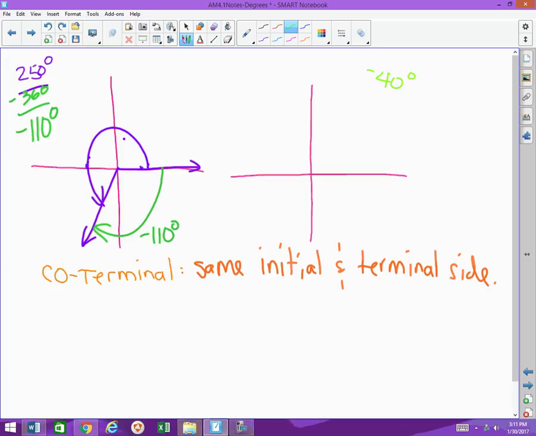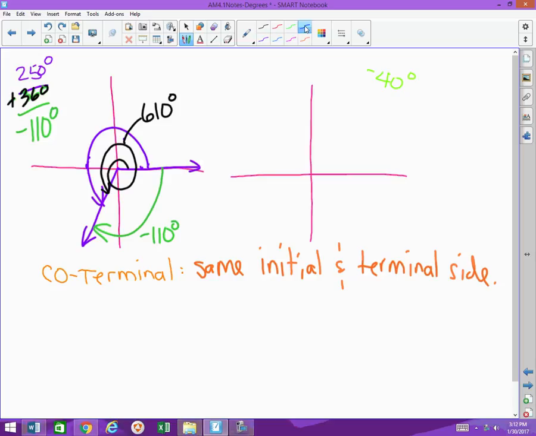Now, if we also have to find a positive angle that is coterminal, that means we would have to start here and go all the way around the circle and then stop right there. So that angle would be adding 360 to it. And 360 plus 250 is 610 degrees. So that's 610.